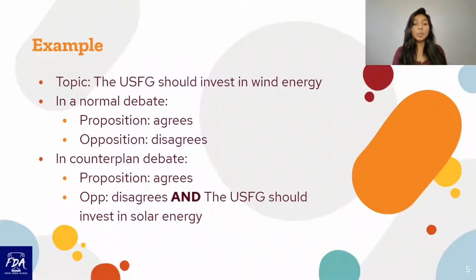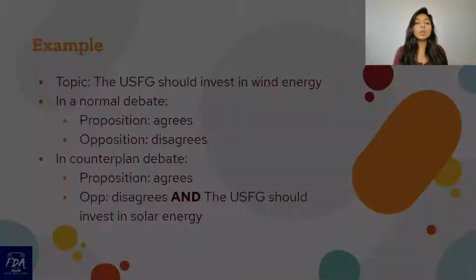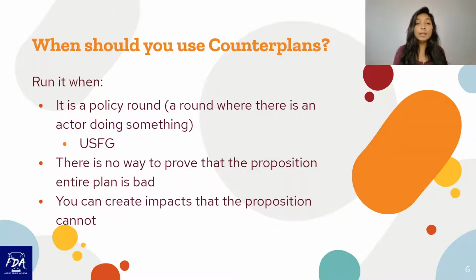And so if we go back to our example, the topic was United States federal government should invest in wind energy, right? So the actor is the United States federal government and the action is that they should invest. And so it's topics like these when you can really use counterplans. Of course, there are other actors that you could get, but the United States federal government is a really common one. So it's not the only one, so just keep that in mind.